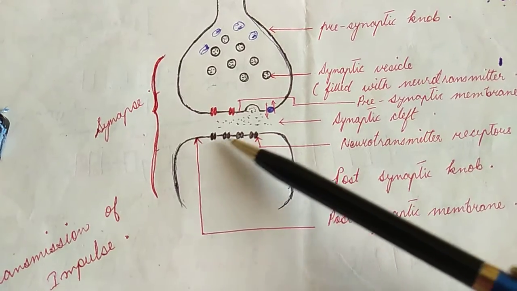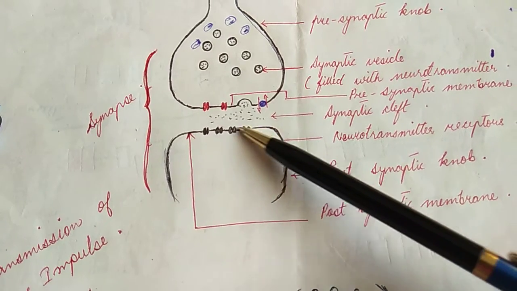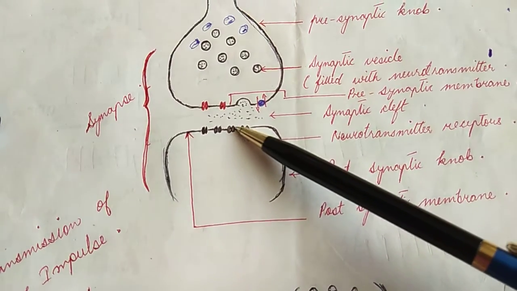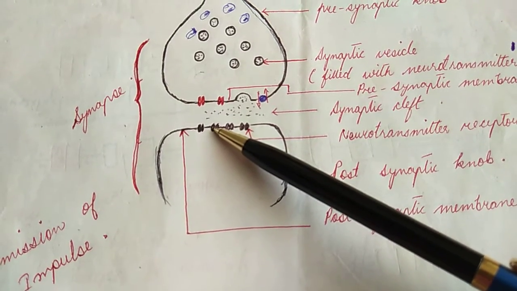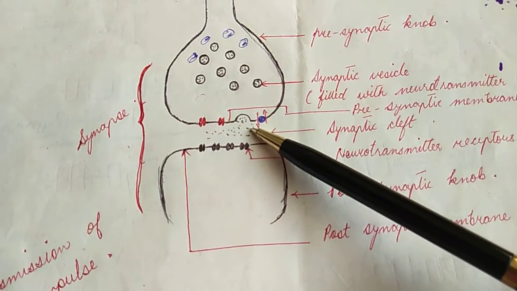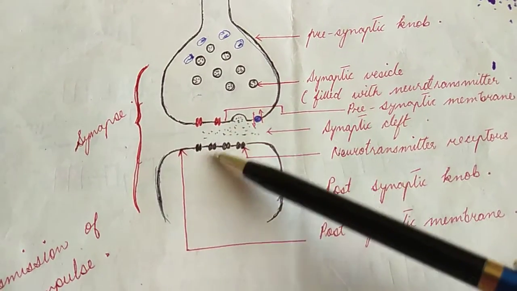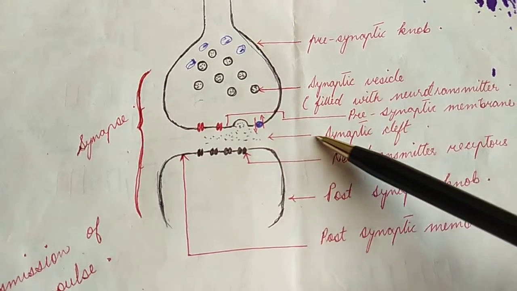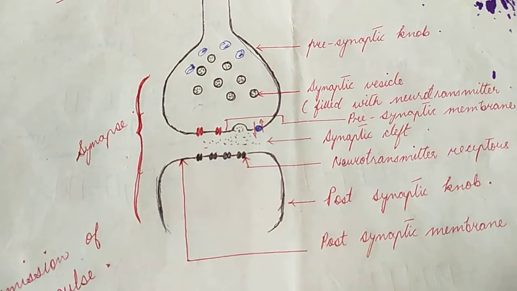The postsynaptic knob also possesses cytoplasm, and the membrane is known as postsynaptic membrane. The postsynaptic membrane bears certain protein receptors for the neurotransmitters. A gap is present in between the two knobs. The two knobs do not fuse, but there is a space in between, and this space is known as synaptic cleft. So this is the structure of a synapse.